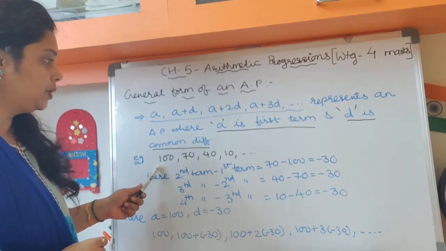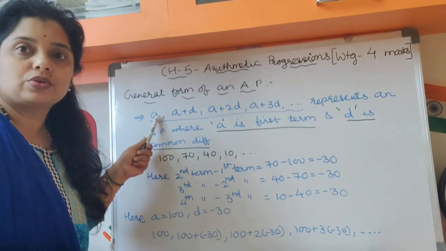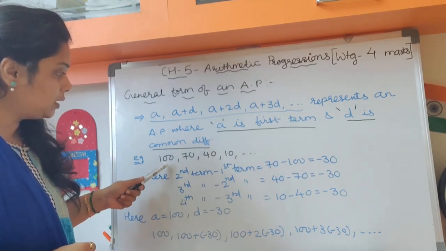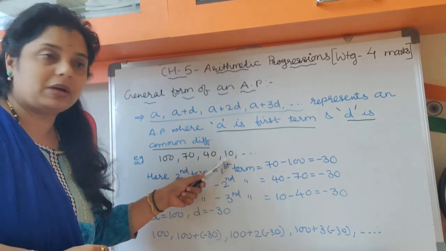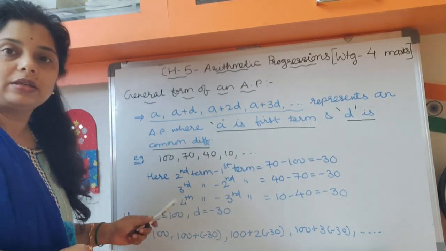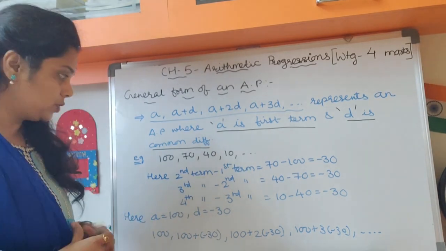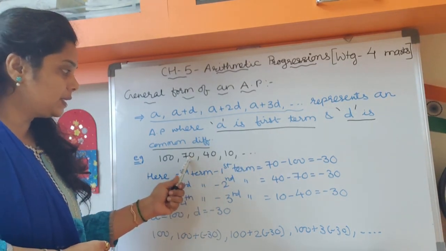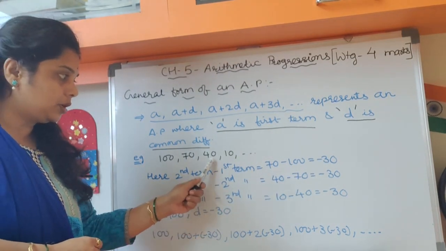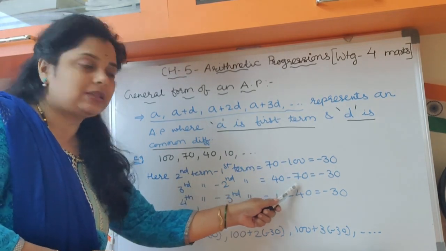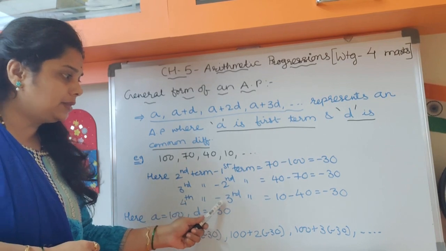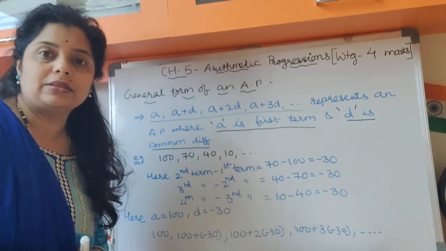I have taken one example to check whether this form is true or not. You can take any example of an AP. So I have taken here 100, 70, 40, 10, and so on. It is infinite. So let's see the difference between two consecutive terms. Second minus first term, 70 minus 100, is minus 30. Third term minus second term, 40 minus 70, again minus 30. Fourth term minus third term, 10 minus 40, is minus 30.